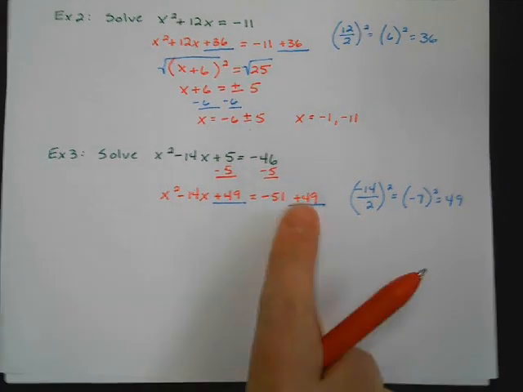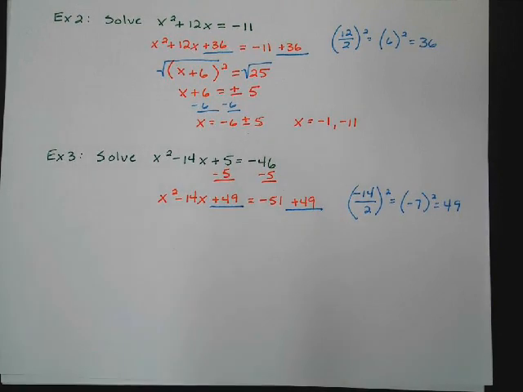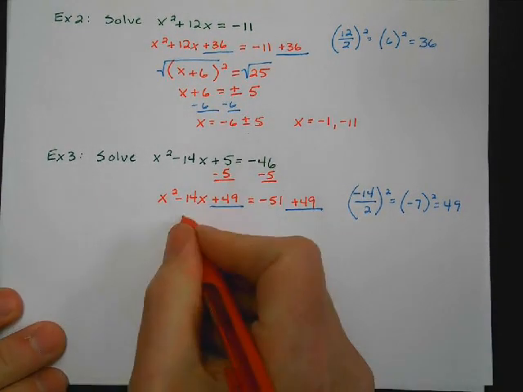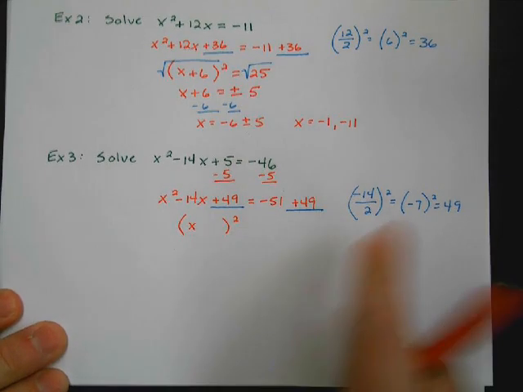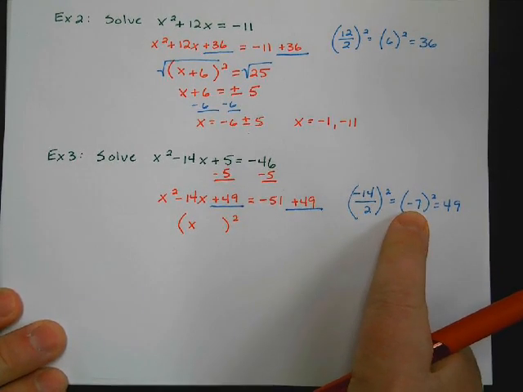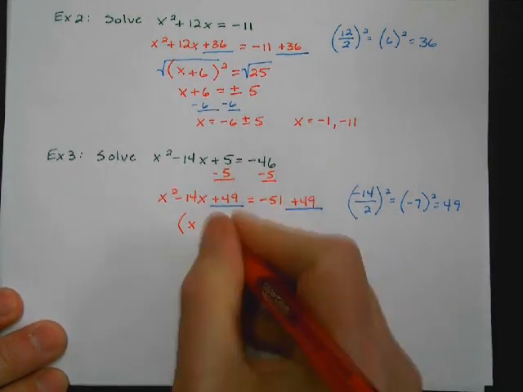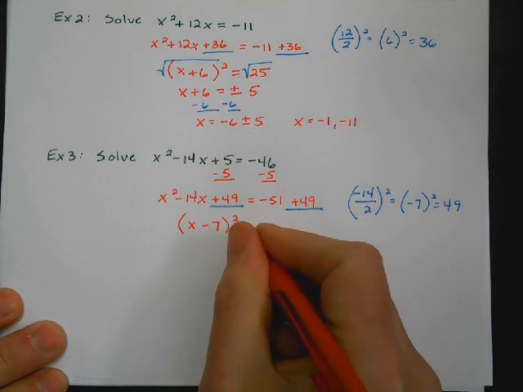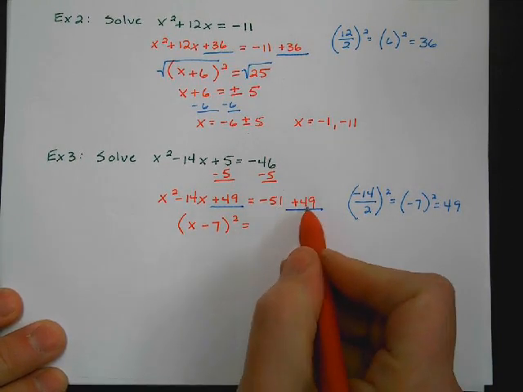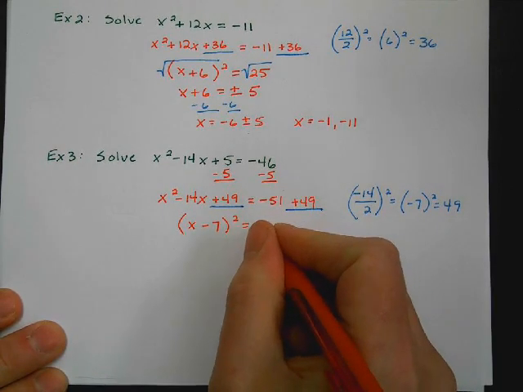All right, now we simplify on this side and we find our binomial square on that side. So on this side, our binomial square, the number that we squared over here was negative 7. So this is x minus 7 squared. On the other side, we've got negative 51 and positive 49. That would give us negative 2.